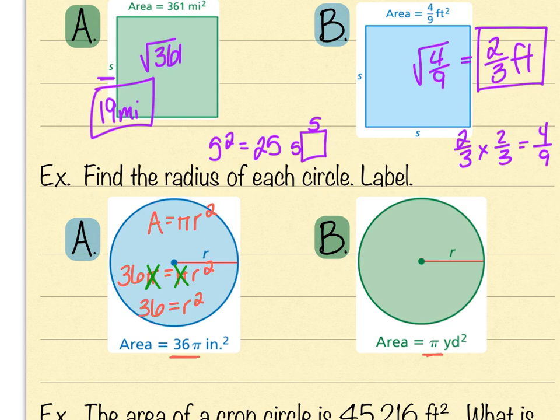Of course, we just said square rooting is the inverse of squaring, so to solve this equation, I square root both sides, and the radius has to be 6.